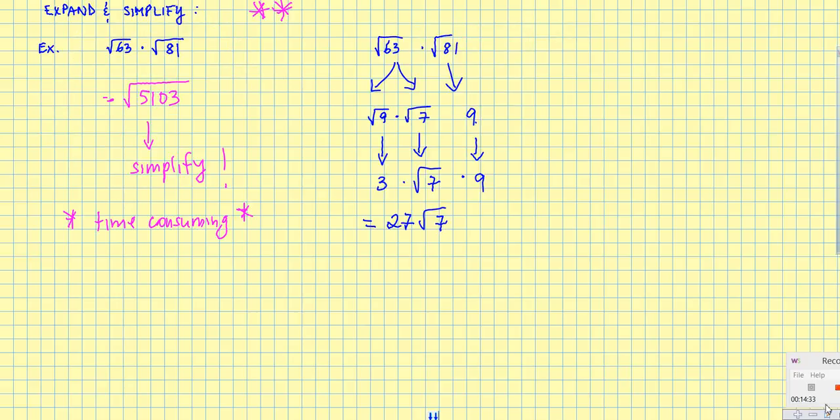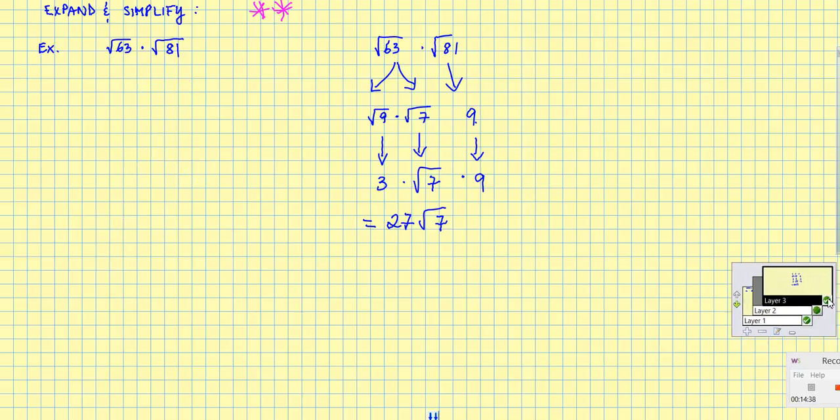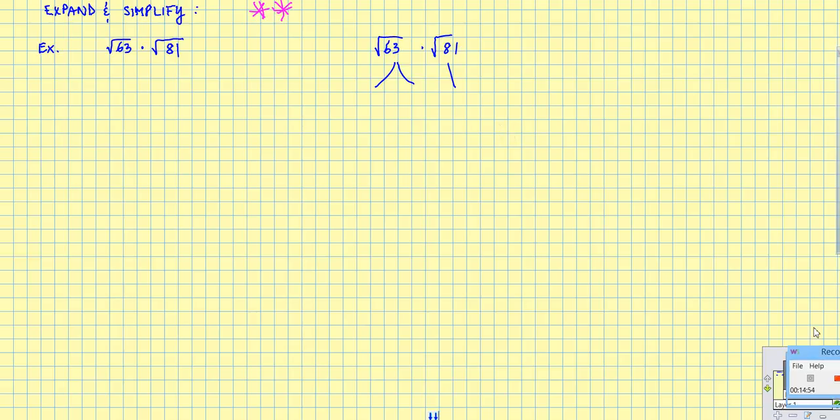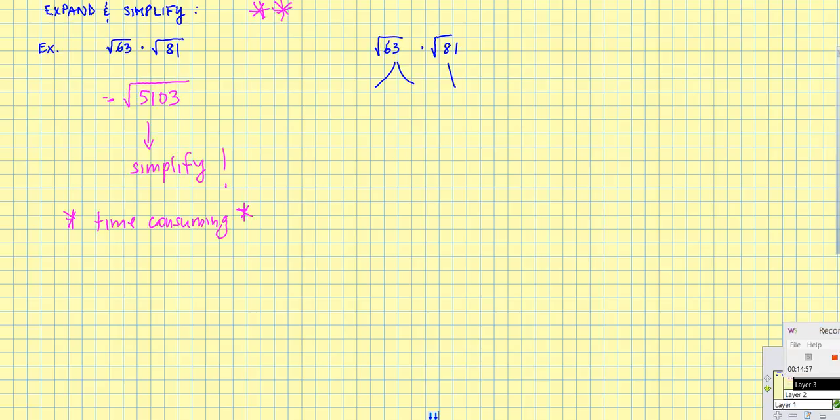Okay, and the very last question that I wanted to go over is this last question here. And the last question here basically says, well, if I've got root 63 times root 81 and I have to expand that, do I really want to multiply out root 63 times root 81 to get the square root of 5,103, and then have to simplify it? That would be too time consuming.